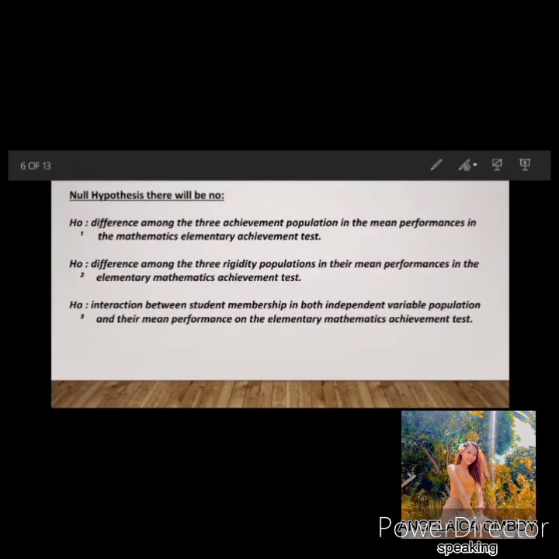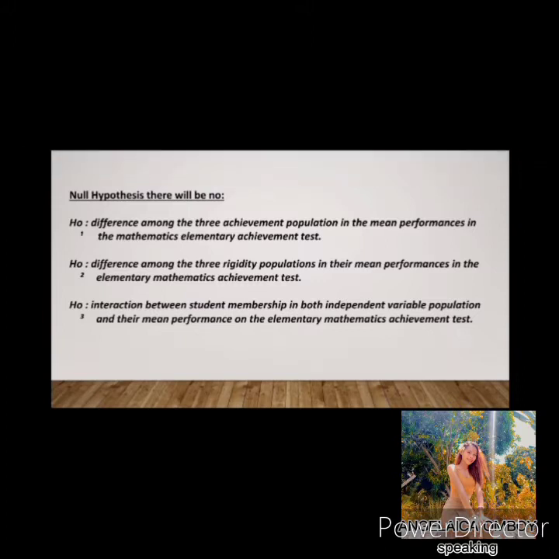Null hypothesis, there will be no: Null hypothesis 1. Difference among the three achievement populations in the mean performances in the elementary mathematics achievement test. Null hypothesis 2. Difference among the three rigidity populations in their mean performances in the elementary mathematics achievement test. Null hypothesis 3. Interaction between student membership in both independent variable populations and their mean performance on the elementary mathematics achievement test.